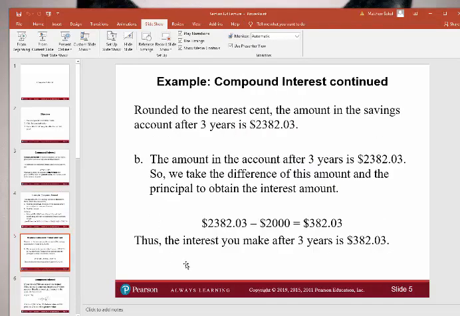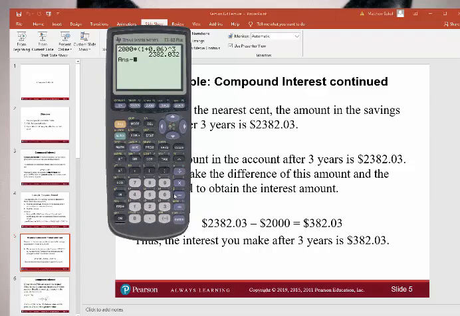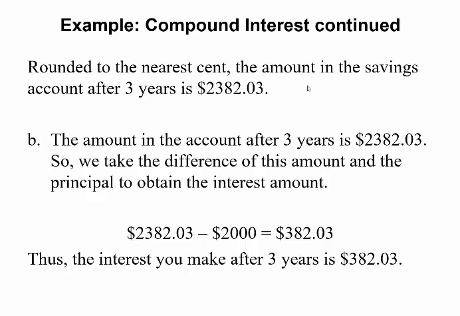Let's find the interest. To find the interest, it's the amount in the account after 3 years, but you subtract away the principal, how much you initially deposited. If this is how much I have in the account after 3 years, but I started with $2,000, I made $382.03 of interest. That's pretty good for leaving your money in the bank for 3 years. Just to know, in the real world, banks don't give 6% interest on accounts. This is just to make things easier. It's actually a lot less, so this would actually be really good.